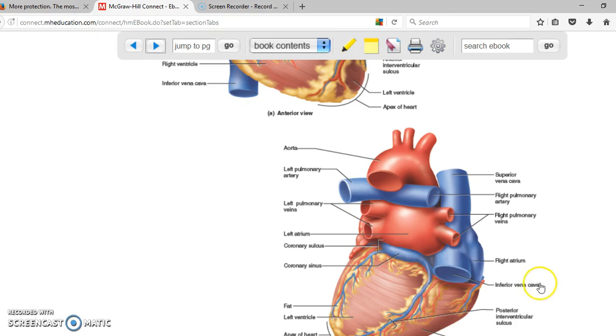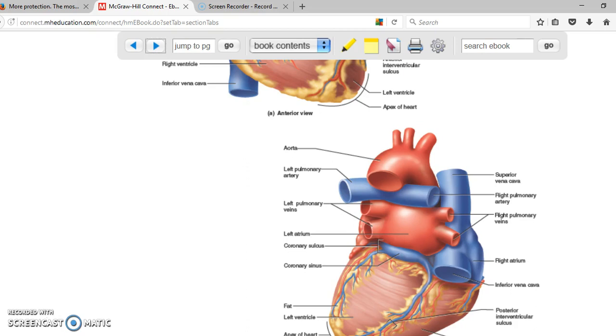So right here also you can see again the same thing. You have in here the superior and inferior vena cava, the pulmonary veins, the left pulmonary artery, right pulmonary artery, and the aorta. So there you go. You have 1, 2, 3, 4 main blood vessels going to each chamber. In this case, you have the circulation that the heart has.